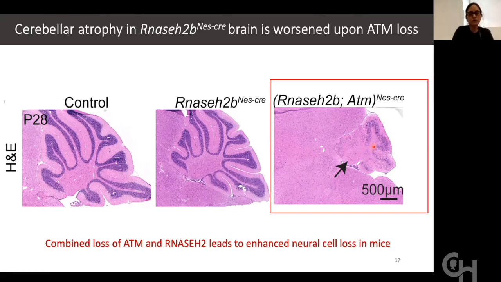We also saw exaggerated cell loss in these mice. So this data suggests that ATM is activated when RNase H2 is not present in cells. We saw this unexpected connection between RNase H2 and ATM. When you don't have RNase H2 and ATM together, it leads to worsened phenotypes.